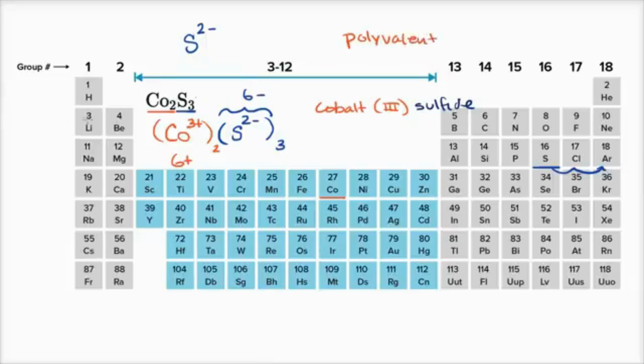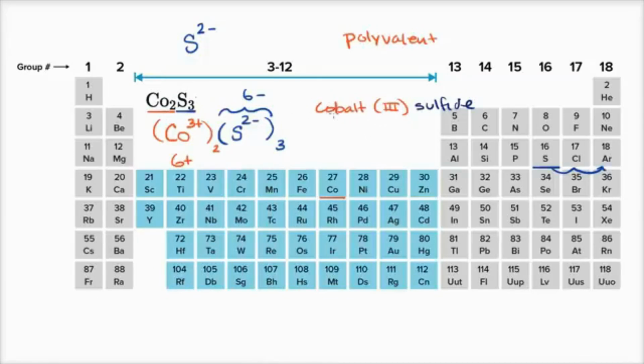If something is in group 1, you know it tends to have a +1 charge. Group 2 tends to have a +2 charge. If it's a halide, it tends to have a -1 charge. But these metals here in this D block, they can be ionized in multiple ways. And so that's why we had to figure out what the charge of the cobalt is, and we write it here in the name. We would call this cobalt 3 sulfide. You could have other ionizations of cobalt in other ionic compounds, but this one is cobalt 3 sulfide.